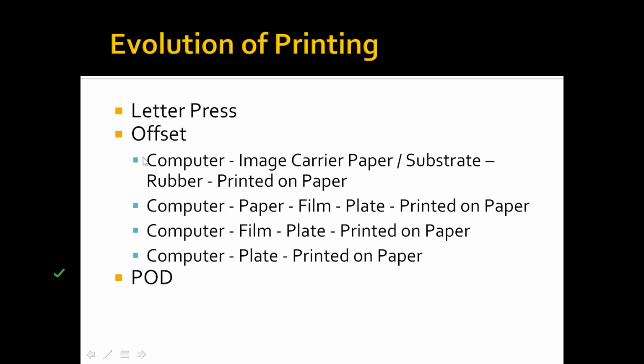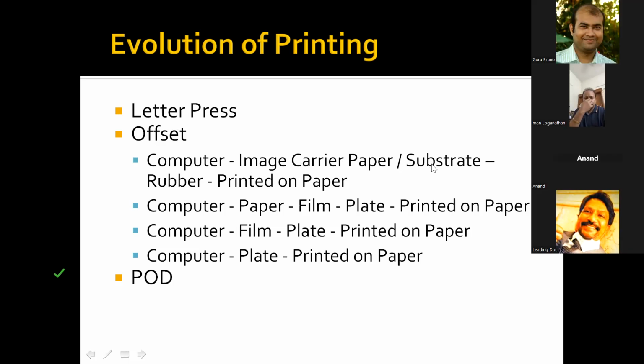First, you prepared the text in the computer. Then you printed it on a substrate or carrier paper. Then it went to the rubber and then got printed on paper. Then after some time, from computer to paper, this was made into a film. And with the film you used to make a plate and get it printed on paper.